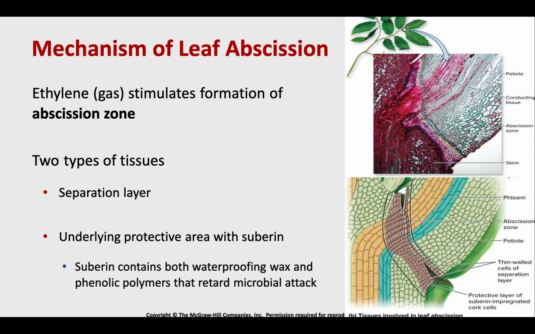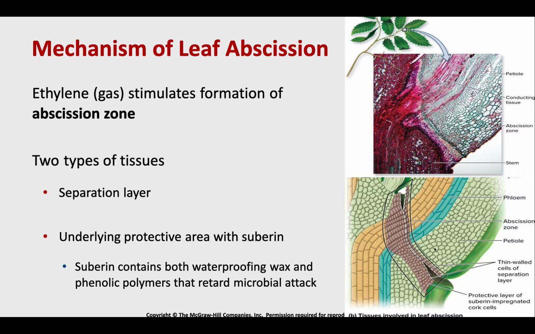Right. Well, if you remember, when we talked about that video from NASA, where they talked about ethylene gases in the space station causing plants to ripen very quickly, right? That same ethylene gas is going to help stimulate plant senescence from the plant body, right? So that gas, that ethylene, forms this abscission zone, right?